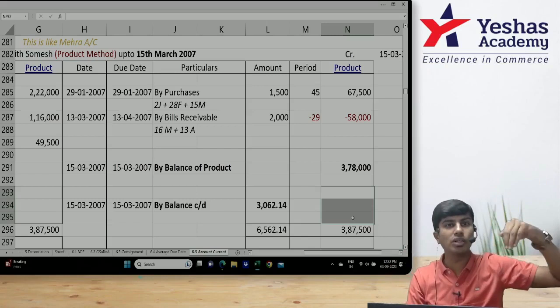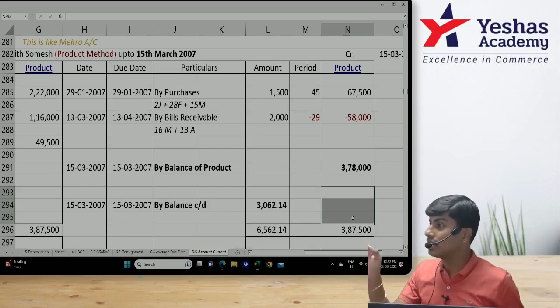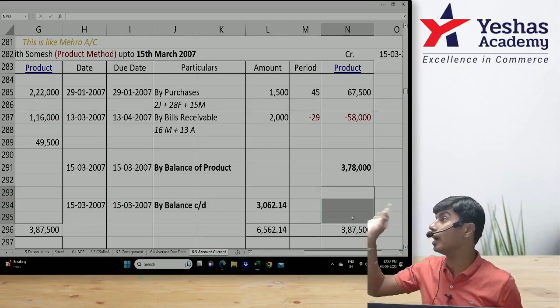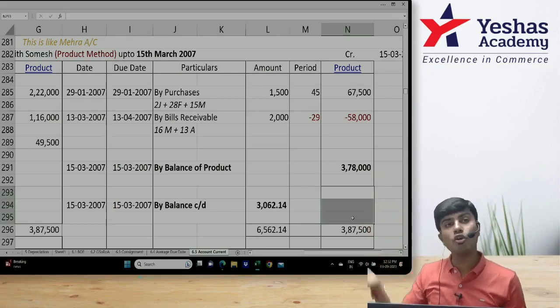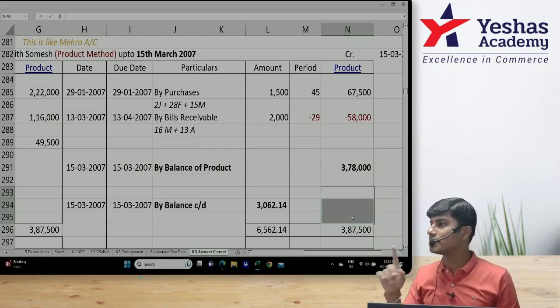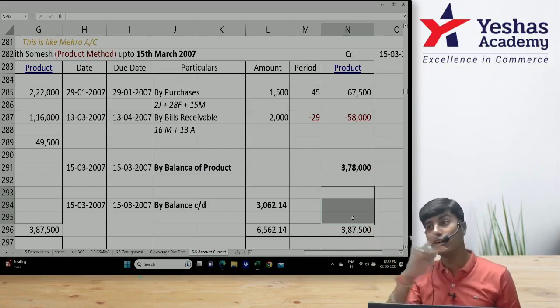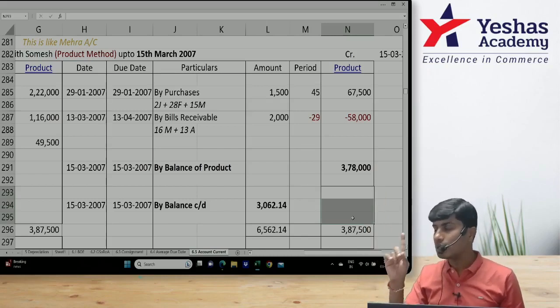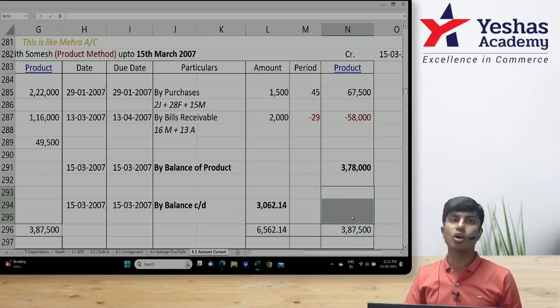From the beginning date of the account current, interest is computed for the full period on the closing balance. On the opening balance, interest is not at all computed. That is the first point. Second point, on the closing balance, we need to compute interest. So what do we do?